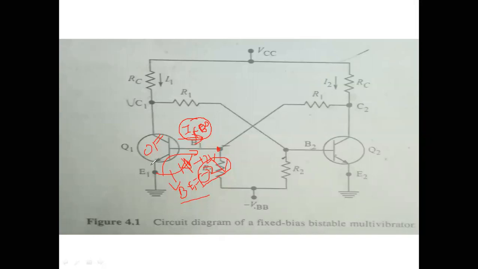Simple common sense: this transistor is in the off state, therefore the emitter to base voltage must be less than 0.6. Therefore, I am assuming it as -2 volts. You can take it as -1 or -2 or -3, anything. It should be less than 0.6 volts.